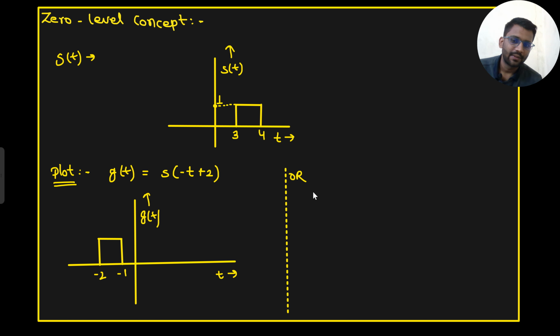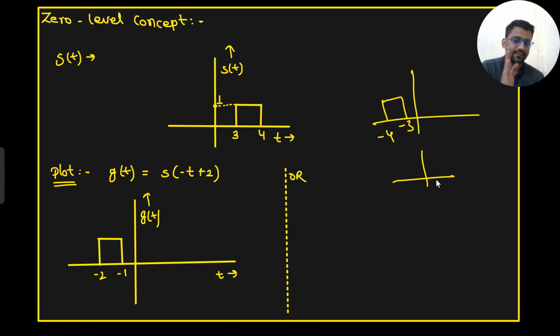There is one more method, which will be used highly in case of convolution. That's why I am telling. You can start from here as well. First you will mirror it because of this minus sign, and then there is a plus sign, so you will right shift. Are you getting my point? So first if I mirror this, it will be minus 3 to minus 4. Then I will right shift by 2. So it will become from minus 2 to minus 1.